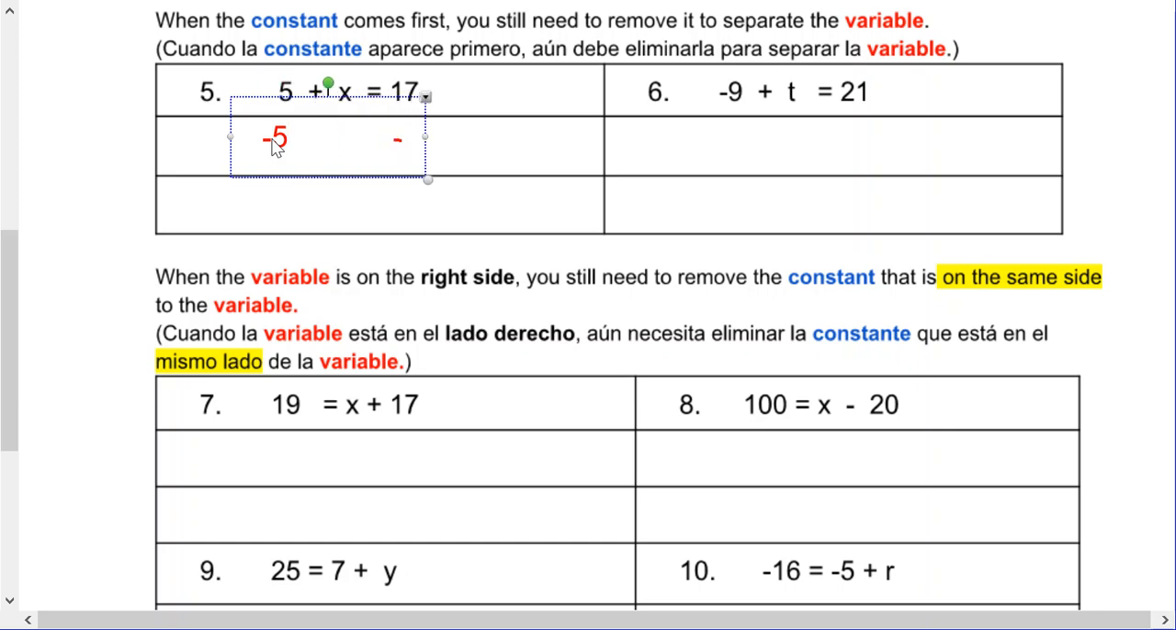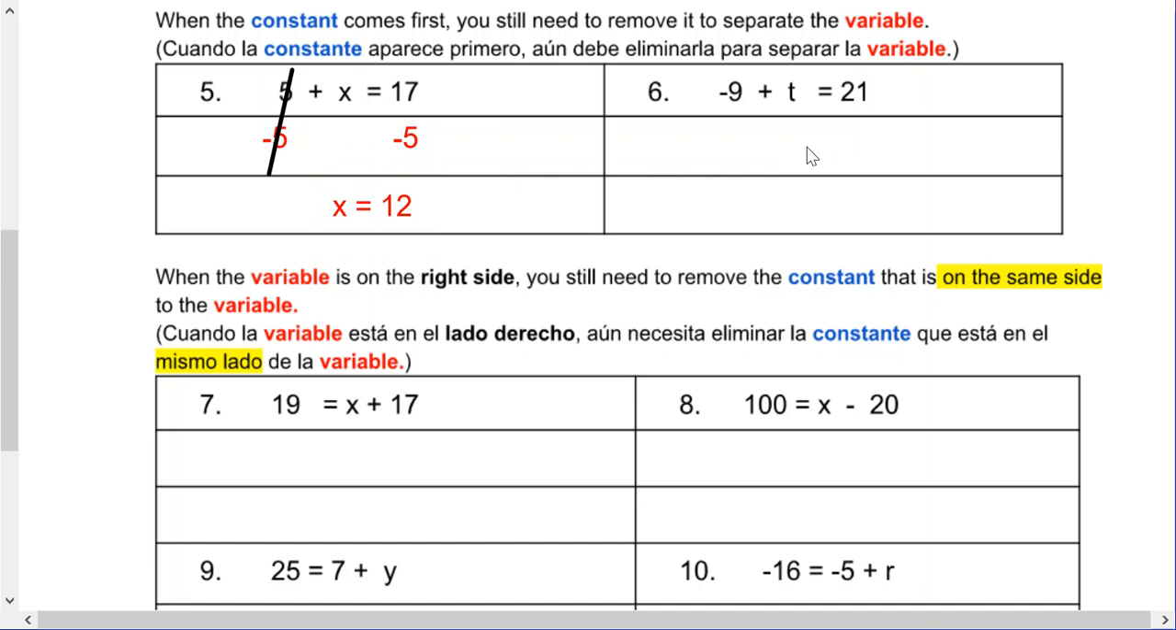And remember, you don't have any sign before 5. That means this is actually positive 5. It is plus 5. To undo it, you have to do minus 5. So 5 and 5 is cancelled. And you have an x on the left side. And 17 minus 5 is 12.